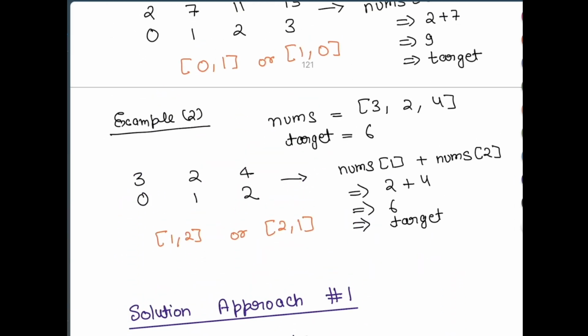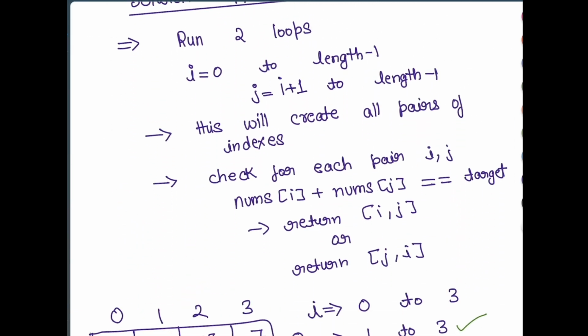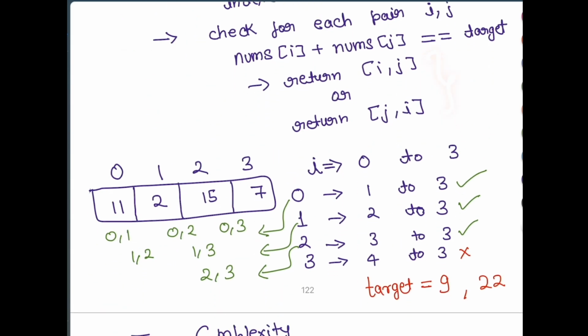So if we are able to create all the pairs of indexes, then one of them will definitely be our answer. We are going to check each pair of indexes, let us call them i and j because our loops are i and j. We check whether nums of i plus nums of j is equal to our target. If it is true, then you can return an array of i, j or j, i. Both are valid, so you can return either. Now let us see how this will work.